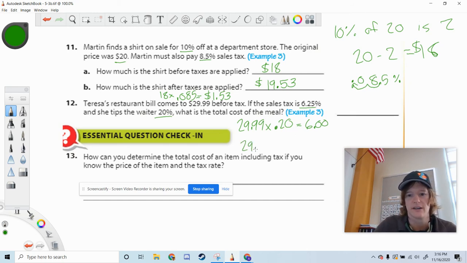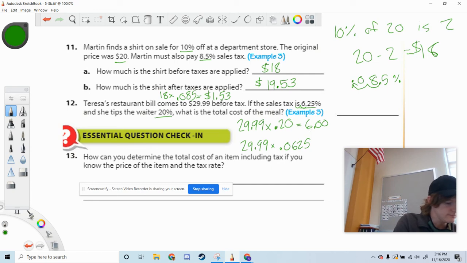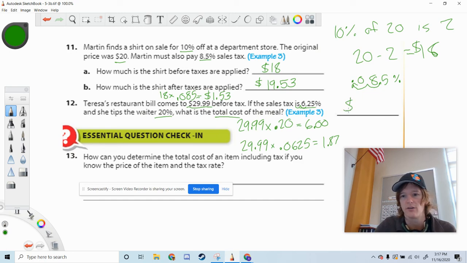And now $29.99 times our sales tax, we need to move our decimal 2 times, so it'll be 0.0625. So the amount of tax we're going to pay is $1.87, or I rounded it. So we'll need to add these to our $29.99 and figure out the total cost of the meal. $29.99 plus 6 plus 1.87. We get a total cost of $37.86.